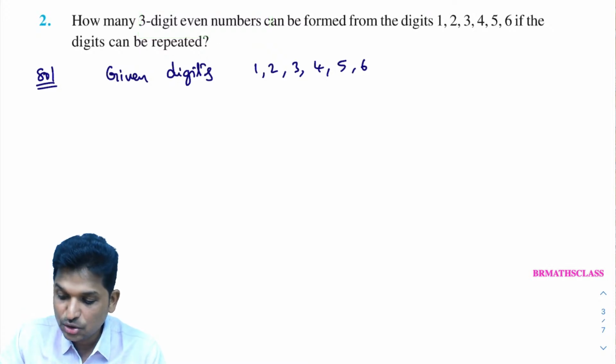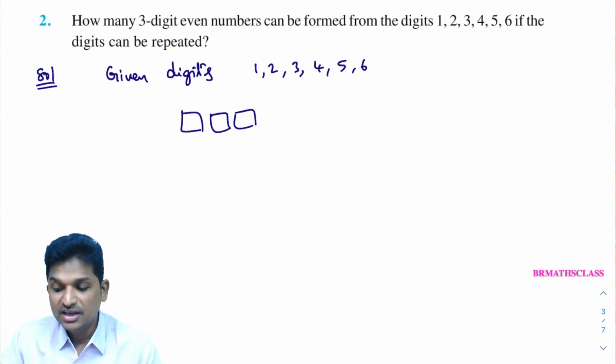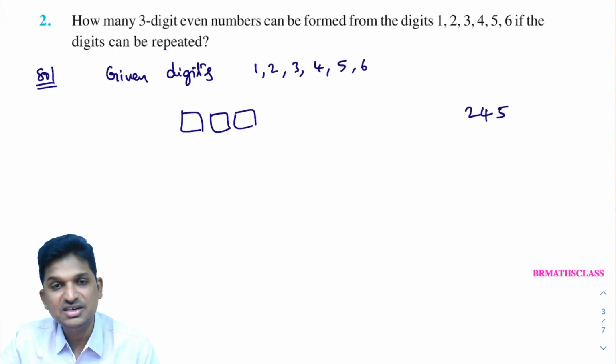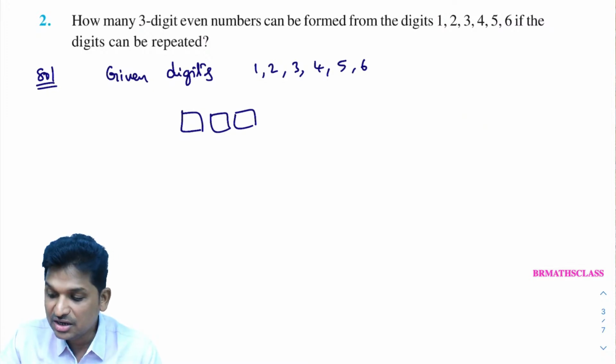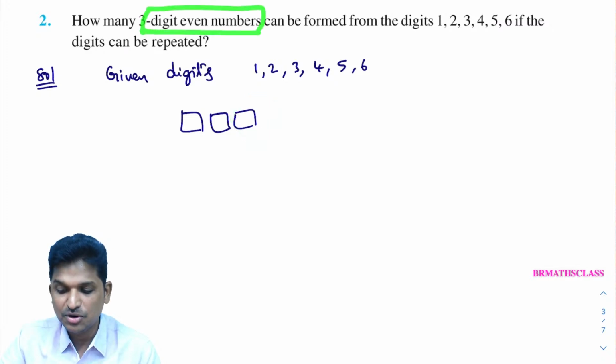So what I will do here, I will write 3 boxes, for a 3-digit even number. You observe this 245. Is it a 3-digit even number? No. By seeing the units place, if the units place is an even number, then we say that it is an even number. So to form a 3-digit even number, the units place must be filled with an even number.